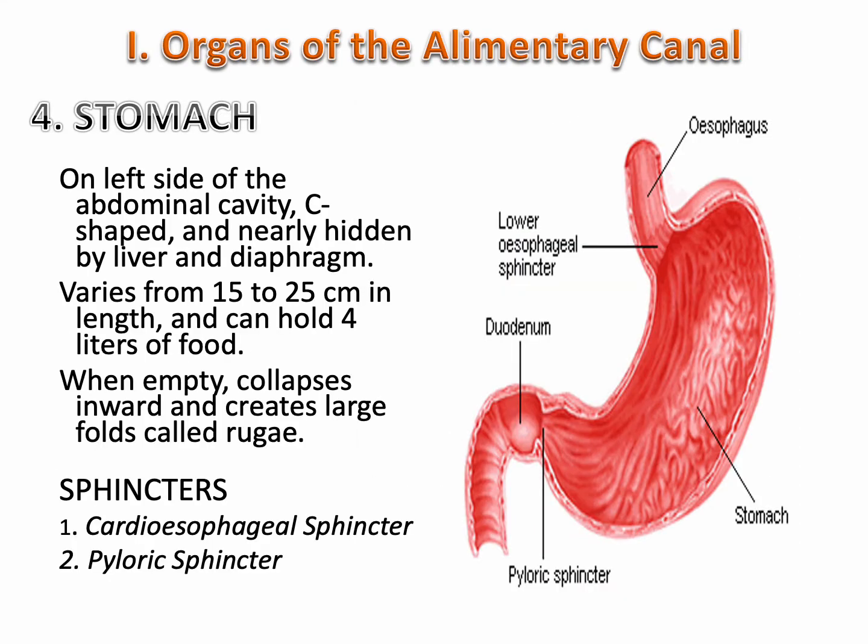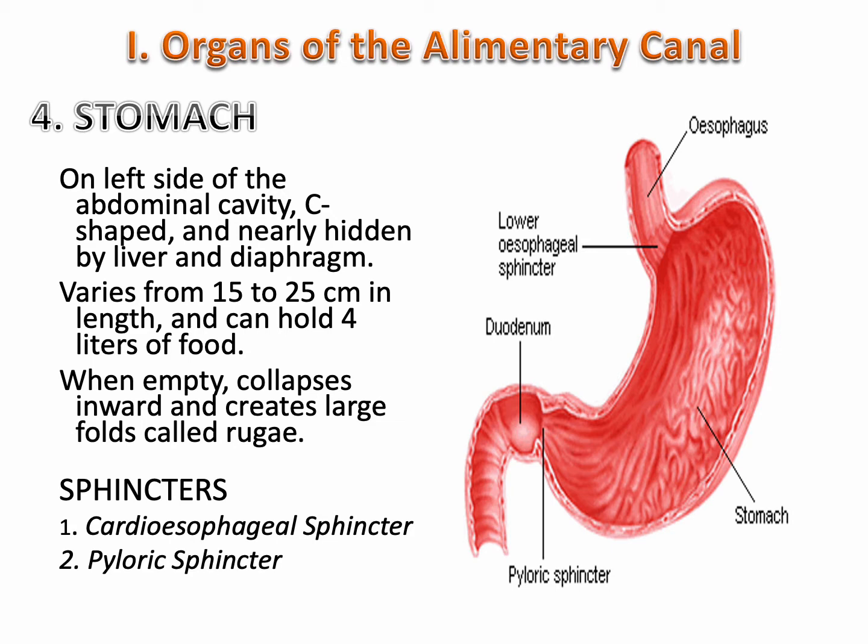Next is the stomach. It's on the left side of the abdominal cavity. C-shaped ang stomach. It's nearly hidden by the liver and the diaphragm. It varies from 15 to 25 cm in length and can hold up to 4 liters of food. Kung walang laman ang stomach, it collapses inward and creates large folds, we call it rugae.